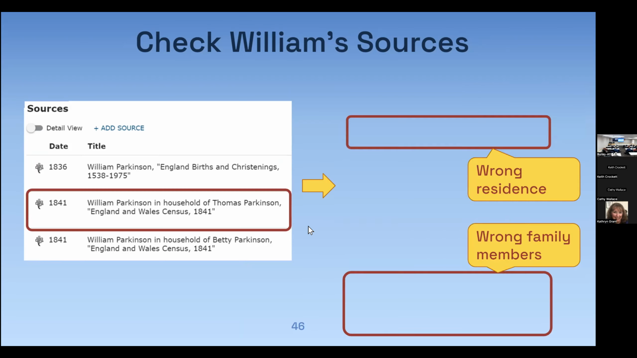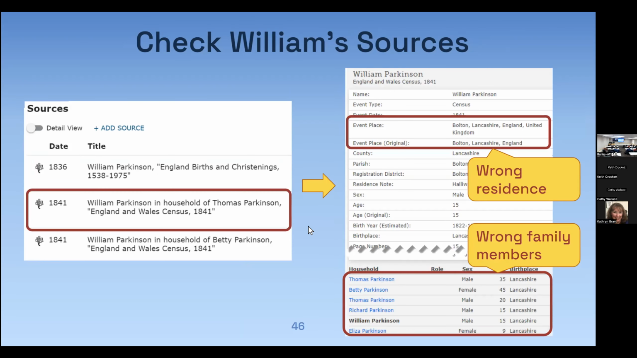But then we go down to 1841 and look at what this source is for. It's for Bolton, so we know right away it's the wrong family. And it's got the wrong kids. It's got all the Bolton kids. So we want to detach this source.